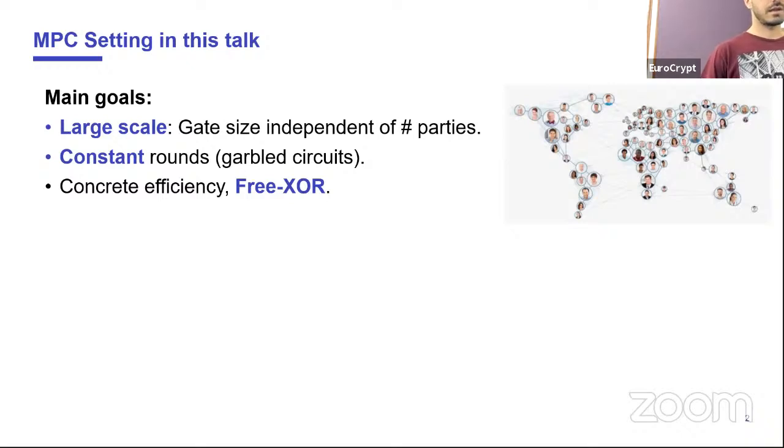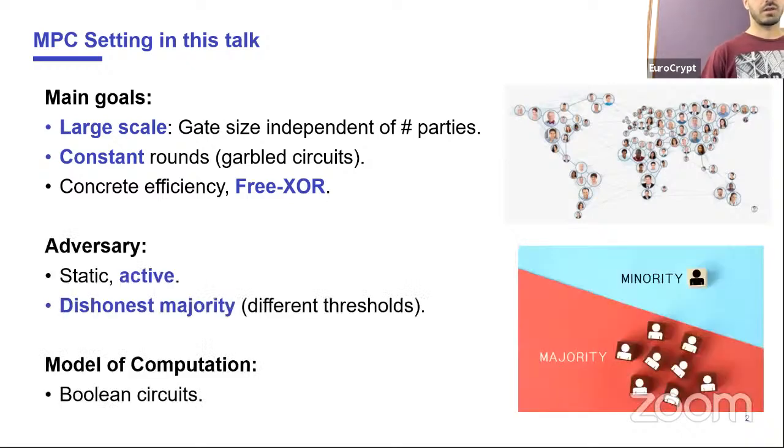And concretely, we are going to deal with active adversaries, and we are going to be in the dishonest majority setting. There have been other talks about large scale MPC in this conference, and they were in the honest majority setting. So this is a different scenario. And since we are doing garbled circuits, we will go for Boolean circuits.